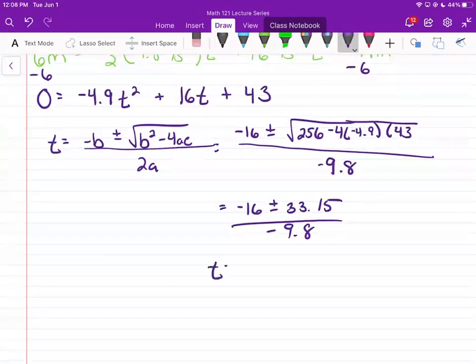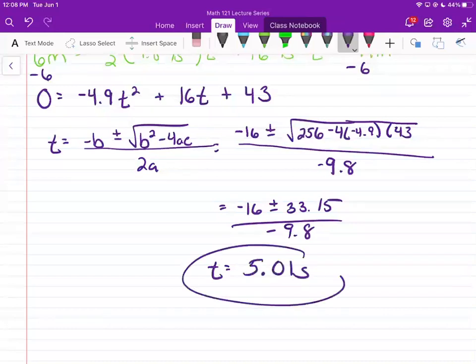But when I calculate those, one answer comes out positive and one comes negative. The only answer that makes sense for time is the positive answer. And so I end up with it taking a time of 5.01 seconds for the object to reach a height of 6 meters when thrown off a 49-meter high cliff.